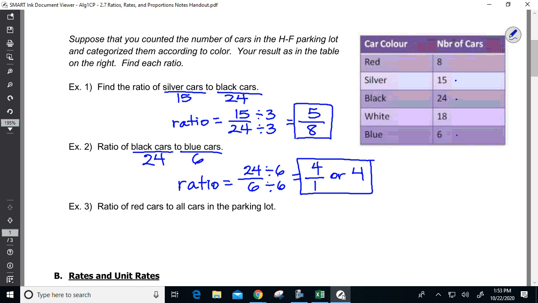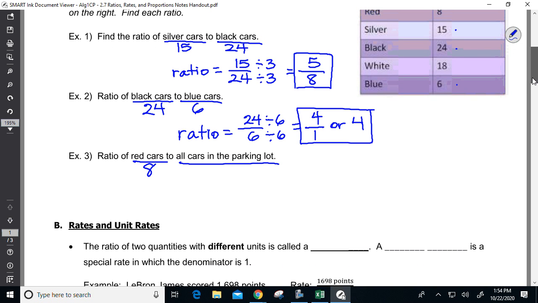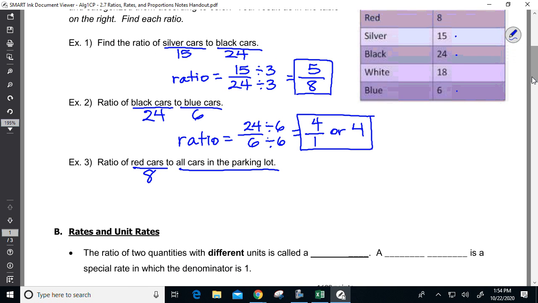So let's do one more example of this type. Ratio of red cars to all the cars in the parking lot. So, red cars is 8. How am I going to get all of the cars in the parking lot? What do I need to do to get all of the cars? Add them up. Add everything up.